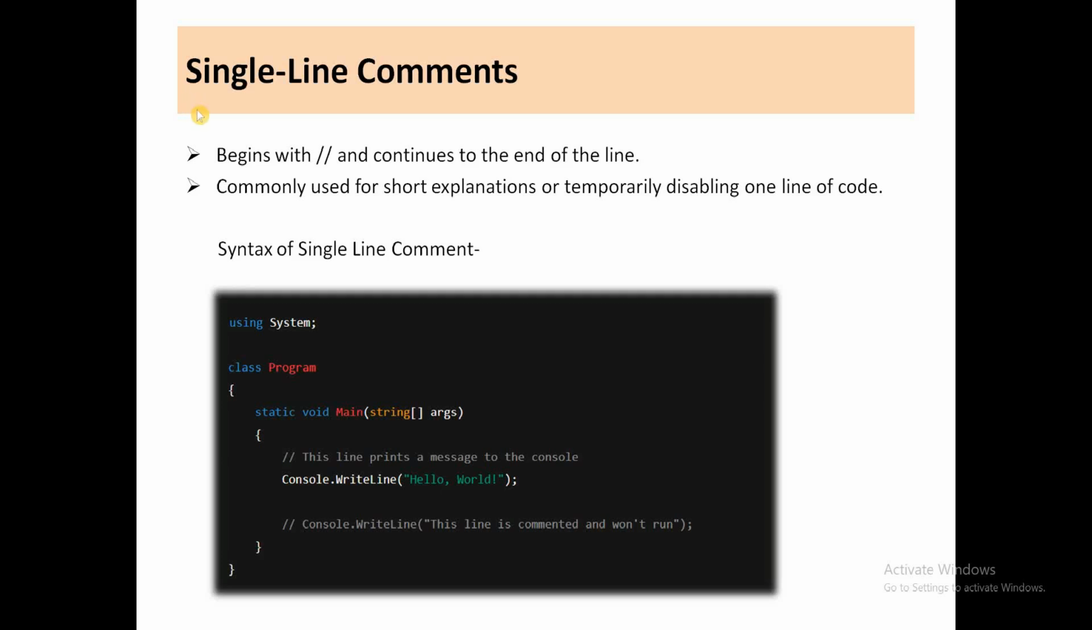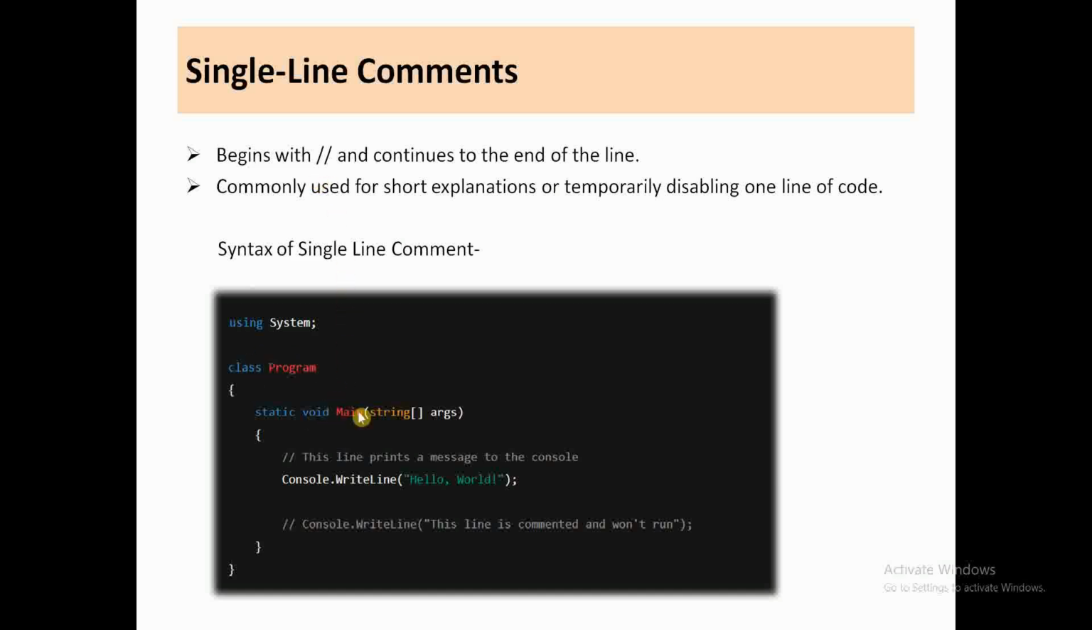Now we have two types of comments: single line comments and multi-line comments. Here we will discuss single line comments. It begins with a double forward slash and continues to the end of the line. It is commonly used for short explanations or temporarily disabling one line of code. A single line comment is mostly used for a single line. If we want to comment a single line, then we can use a single line comment with a double forward slash.